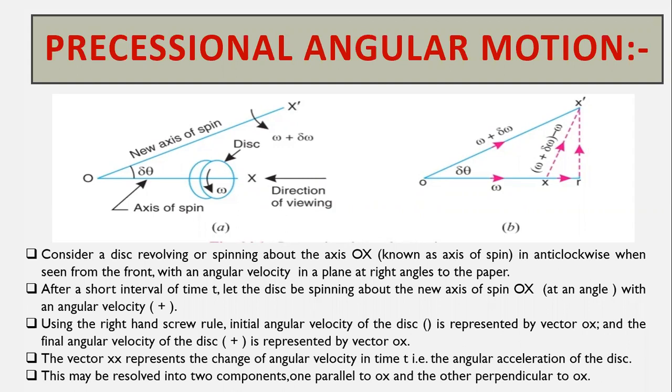Next, this new axis of spin also contains some angular velocity, that is omega plus delta omega. So omega plus delta omega is the new axis of spin with regard to the rotation of the disk. So it is seen from the direction of viewing. So you can see in the picture that it is seen in the direction of viewing, which is on the right side of the disk.